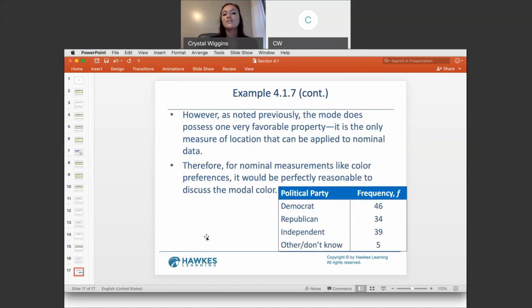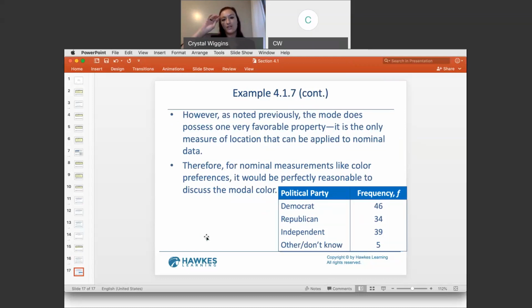Okay, however, as noted previously, the mode does possess one very favorable property. It is the only measure of location between mean, median, and mode that can be applied to nominal data, qualitative data. You cannot calculate an average for qualitative data. It doesn't even make sense. How do you add categories and divide? And you can't calculate a median because remember, nominal data doesn't have an order to it. So there is nothing to order to find the middle value.